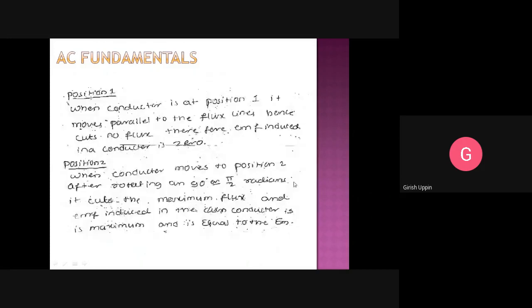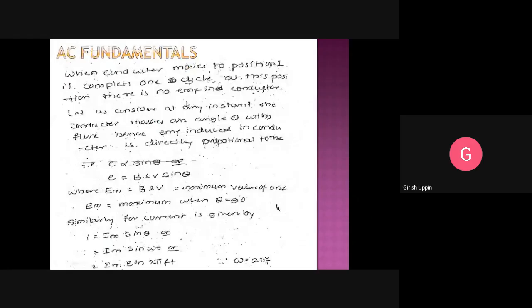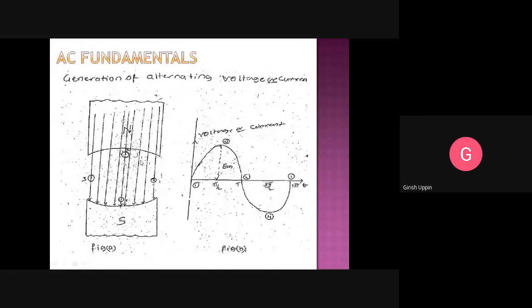Now, when the conductor is moving to position 1, it completes one cycle. At this position, there is no EMF induced. So let us consider any instant position, that is theta I showed you. Instead of having 1, 2, 3, 4, let me consider this position. At this position, the angle between the direction of motion and the direction of the flux is theta.